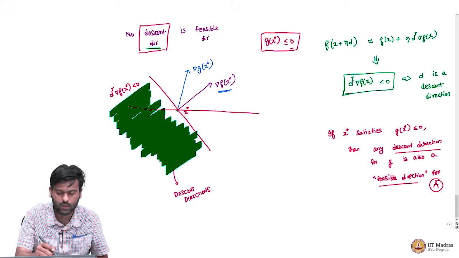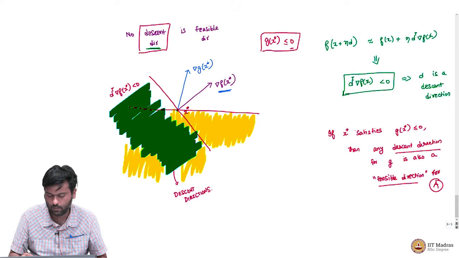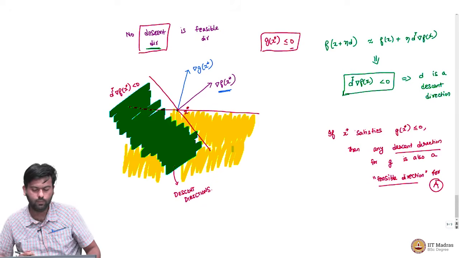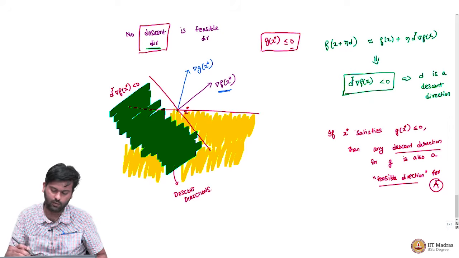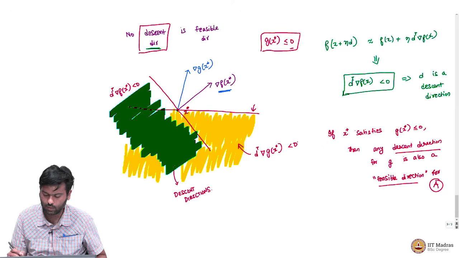so the perpendicular to this, and if I look at these directions, anything below the red line, this red line has the property that d transpose del g of x star is less than 0. In other words, these are your feasible directions for sure.